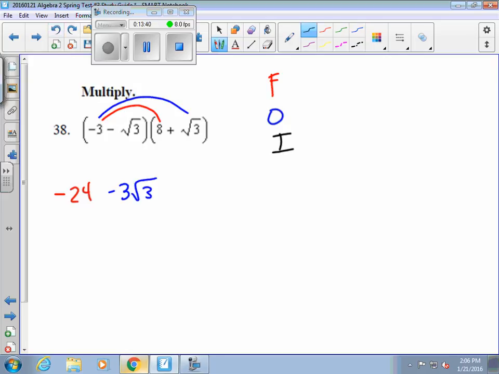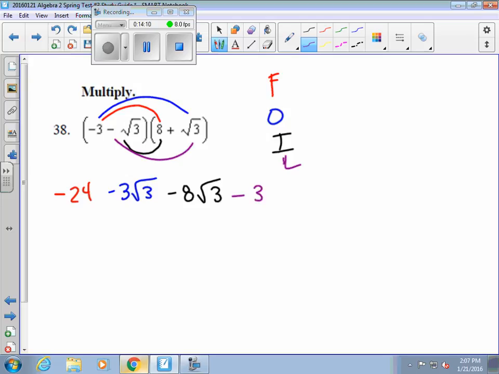I is the inner terms. Again, think of it as a dartboard, the inside. This one times this one. Negative square root of 3 times 8 is -8 square root of 3. And then L is your last terms. L stands for last. Negative square root of 3 times positive square root of 3. Negative times positive is going to be a negative. And again, square root of 3 times the square root of 3 gives you square root of 9, just like it did on this problem right here, the square root of 9, which comes right back to being -3.